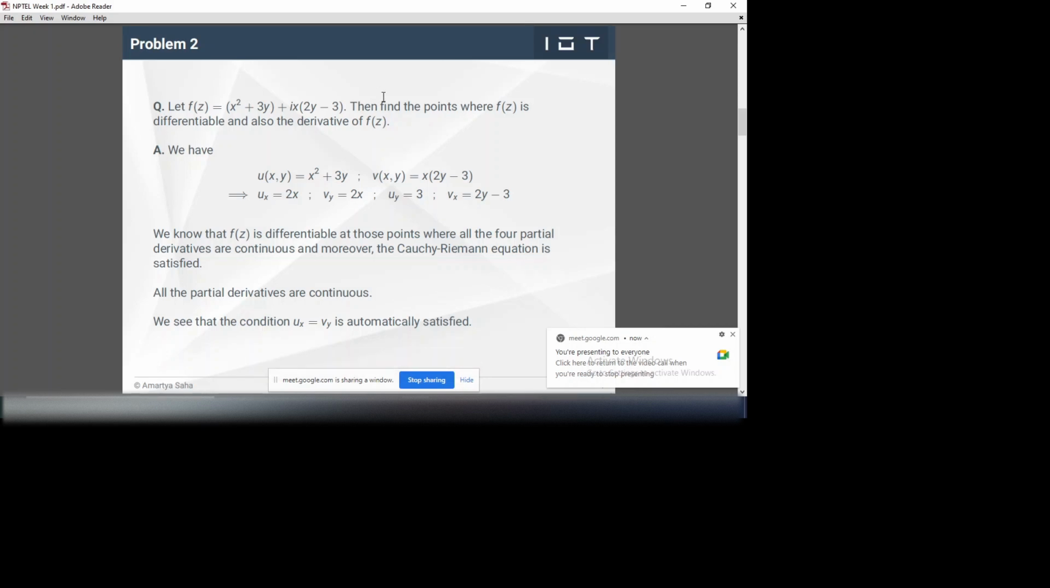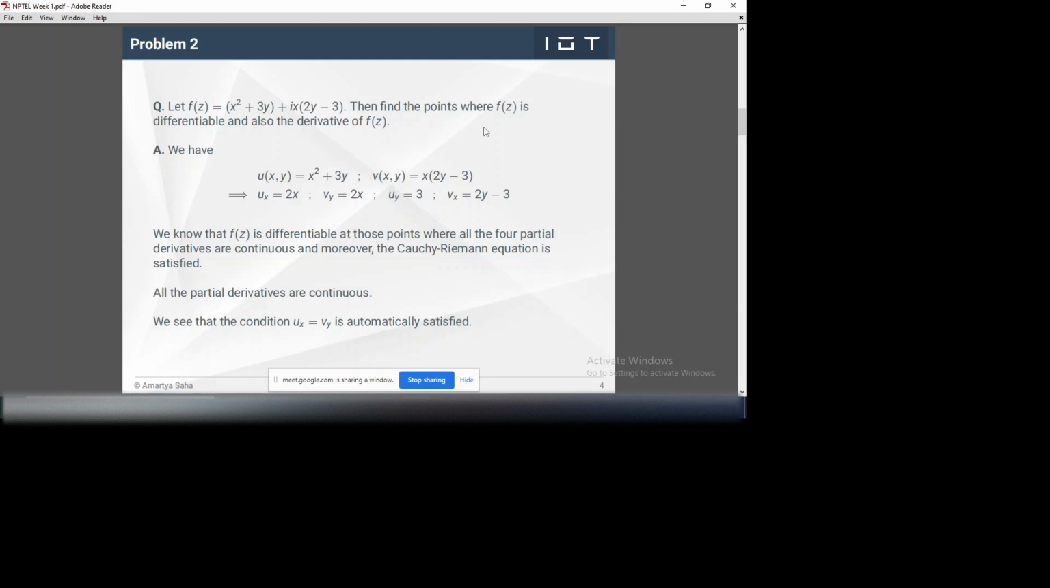So the question is, suppose we are given some function f(z) which has the following u plus iv form. We have been assigned the task to find the points where f(z) is differentiable, and at those points we have to find the derivatives of f(z). So this is the problem.